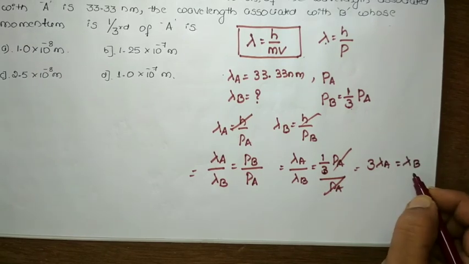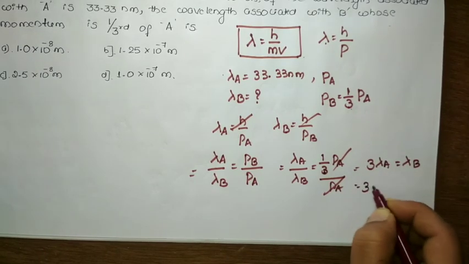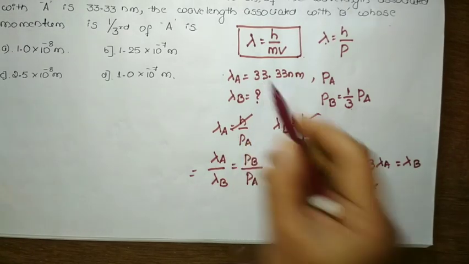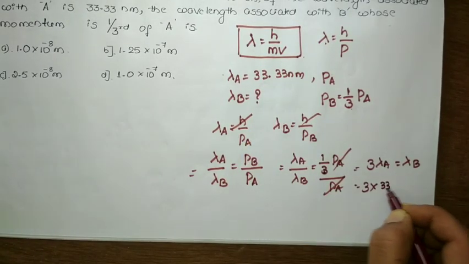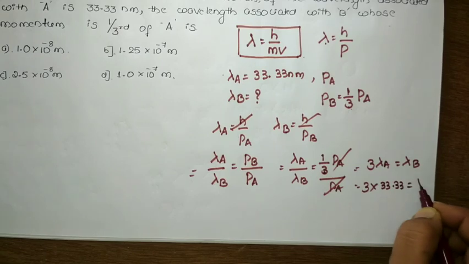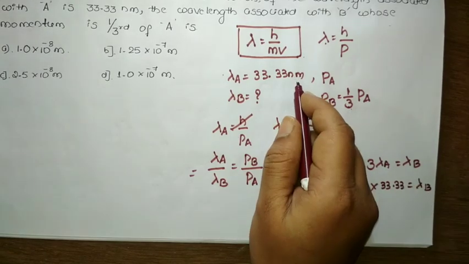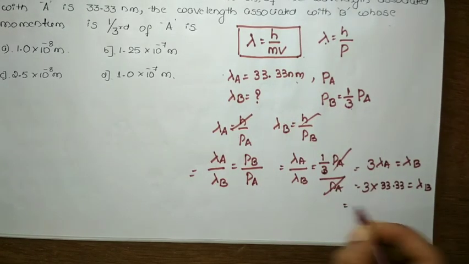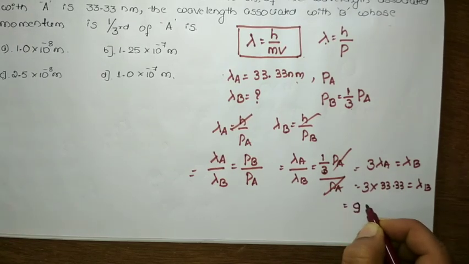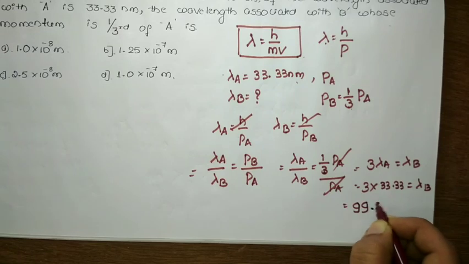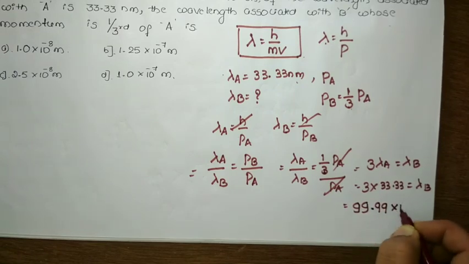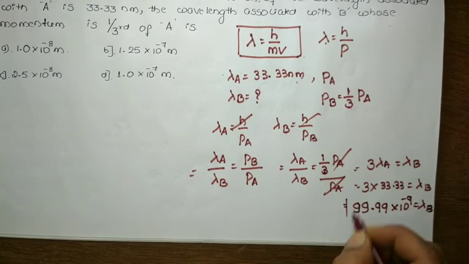We need to find lambda B here. So 3 into lambda A, which is 33.33, is equal to lambda B. Don't forget the nanometer. So 3 into 33.33 means 99.99 into 10 to the power of minus 9 is the wavelength of the B particle.